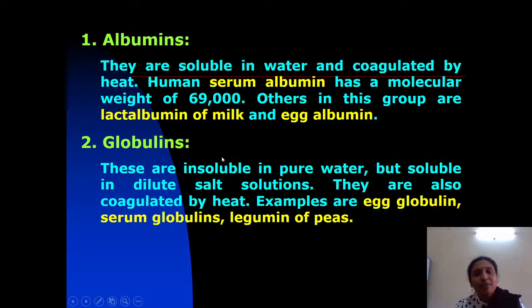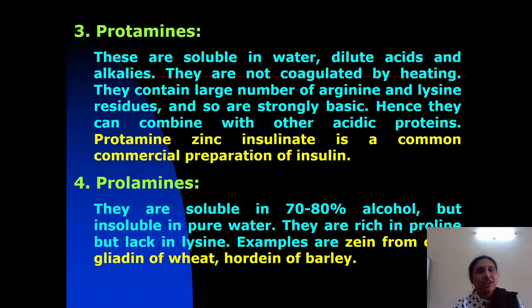Globulin is also present in the legumin of peas, and it is also present in the egg. The next simple protein is protamines. Protamines are soluble in water, and they are even soluble in dilute acids and alkalis.